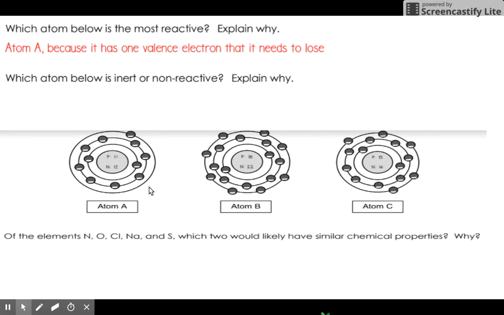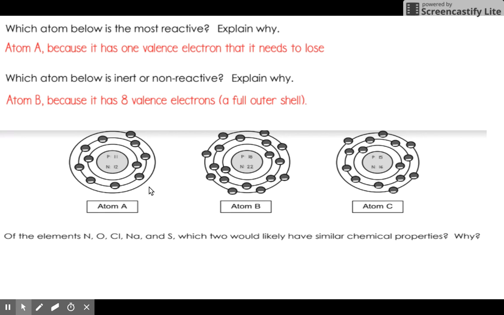Which atom below is inert or non-reactive? And remember, non-reactive simply means my shell is full. I have no room for any other electrons on my outer shell. So one of these atoms has a full outer shell, meaning it has 8 valence electrons. Which atom is that? That atom is B, because it has 8 valence electrons, making it full and unable to bond.